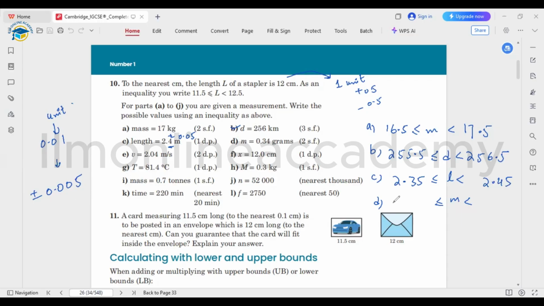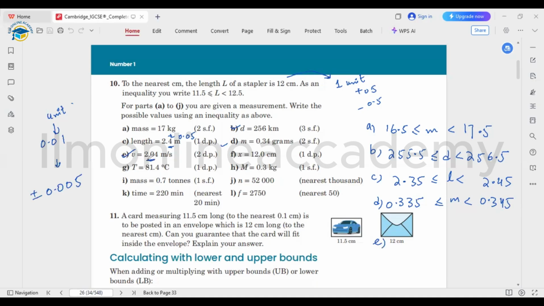So let's find out. What I'm getting is 0.335. And adding 0.005 in this, I'm getting 0.345. So this is your lower and upper bound for part number D. So let's move towards part number E.